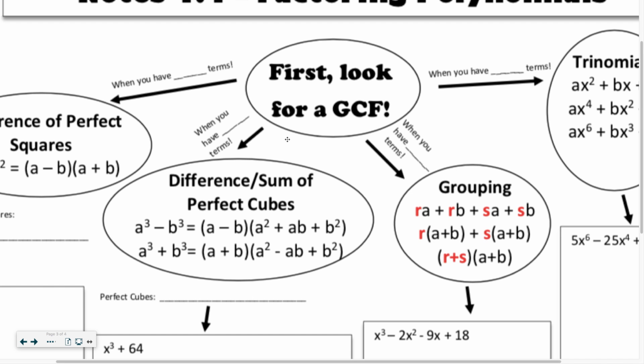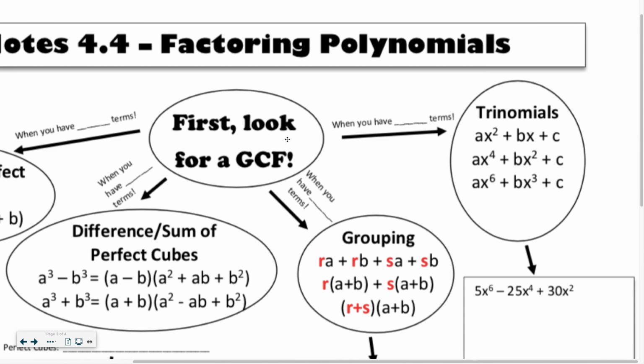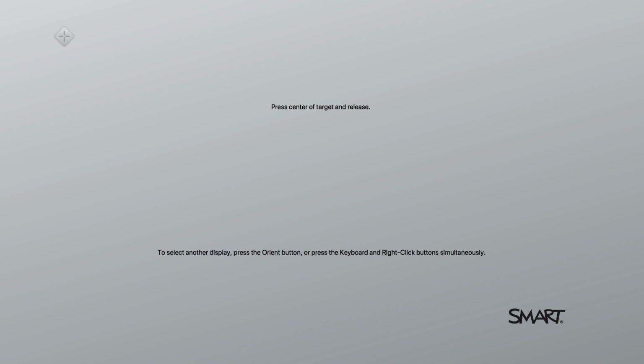Then I'm going to go over to the right, because this is a very common situation. We have this trinomials bubble. Trinomial means how many terms? 3. So use this when you have 3 terms. Go ahead and calibrate my board real fast.